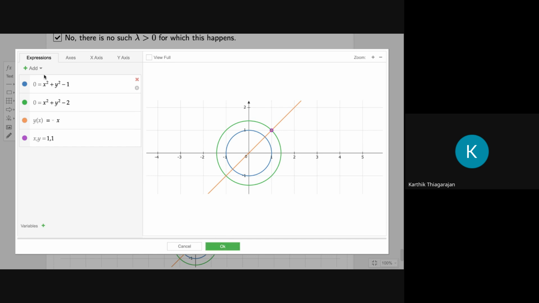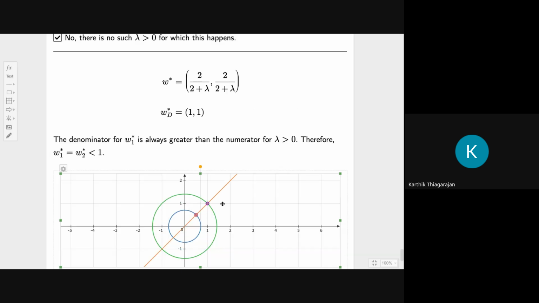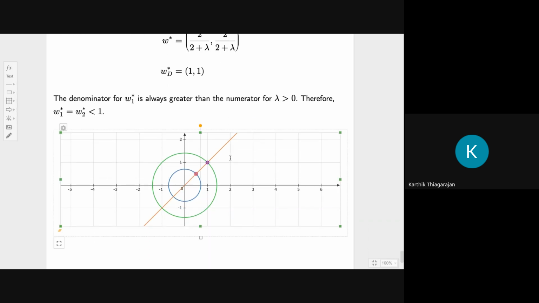Now 2 by 2 plus lambda, 2 by 2 plus lambda. Let me add one point, say 2 by 2 plus 2. I'll just add 0.5, 0.5, and this can be 0.5 square, which is 0.25, 0.25. So this is how it looks. This will be W star, the unregularized, and this is the regularized version, and this is the unregularized version.